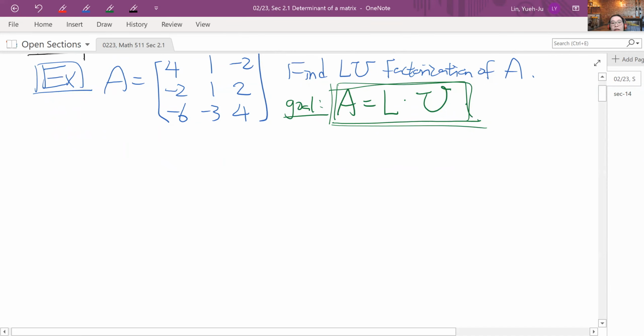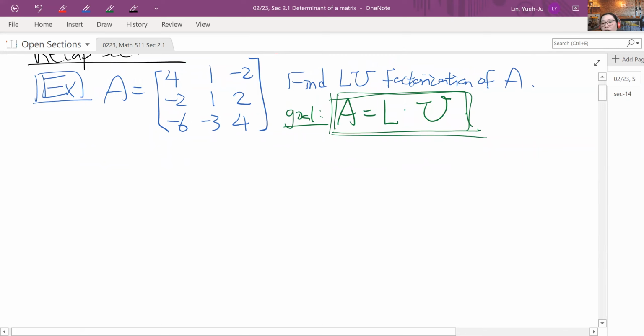For this to work, for your L to be in the correct format, you want to make sure that you only do type 3.